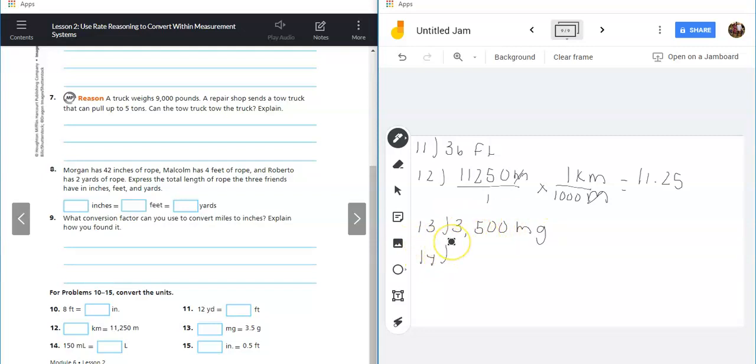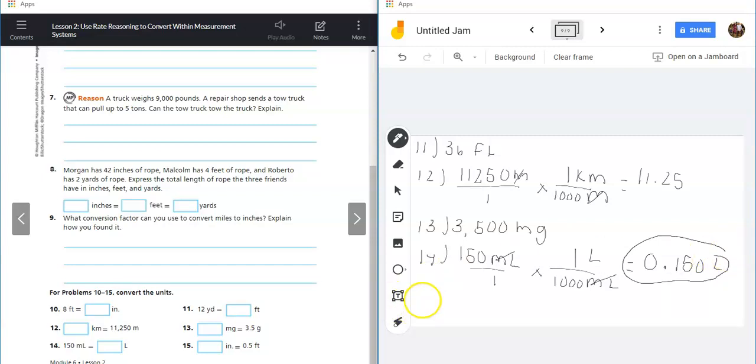14, we have 150 milliliters over 1. Since the milliliters are up there, we need to put milliliters down here, and we're changing it into liters. There are 1,000 milliliters in a liter. My milliliters cancel out, and when I take 150 and I divide it by 1,000, I get 0.150 liters. 15 is odd, so I'll just give you the answer. You should have got 6 inches.